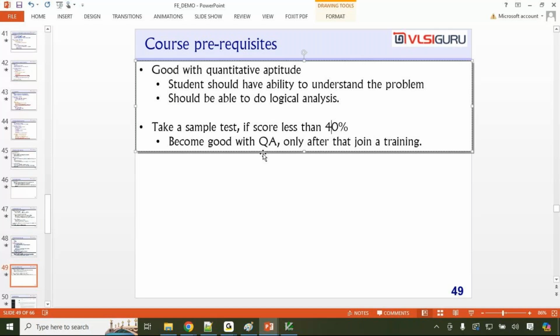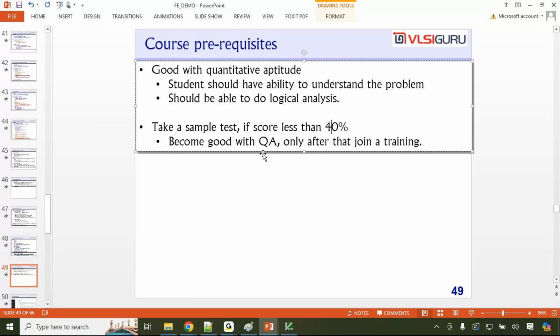Because if you are not good with the basic logical reasoning, forget VLSI, software, embedded, any course, you cannot cope up with that. Because your mind is not ready to capture the things at that level. Okay, minimum this much, 40%, is required. You just go to the internet, take one sample quantitative aptitude test. You take, let's say, 40 questions. Out of 40, if you score minimum 40%, then you join the course.